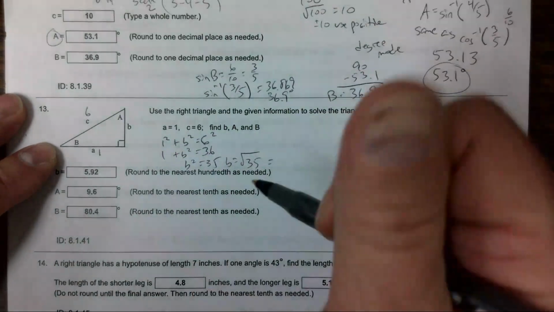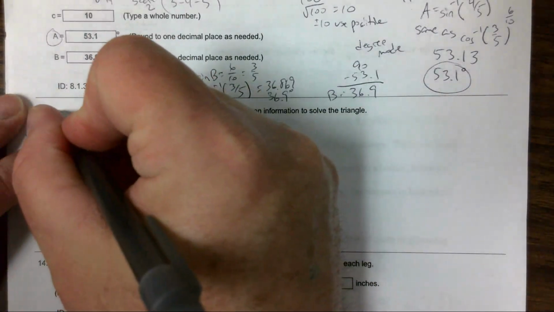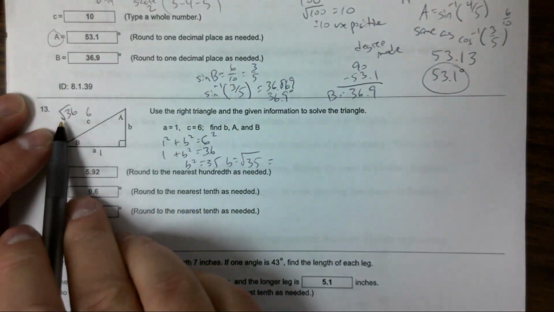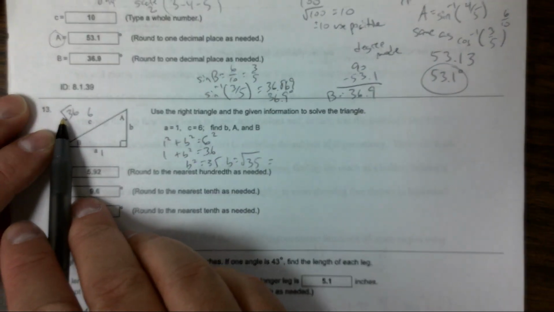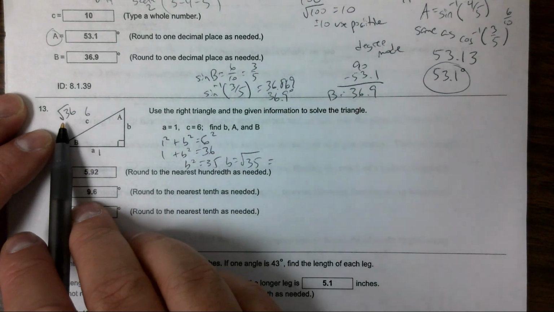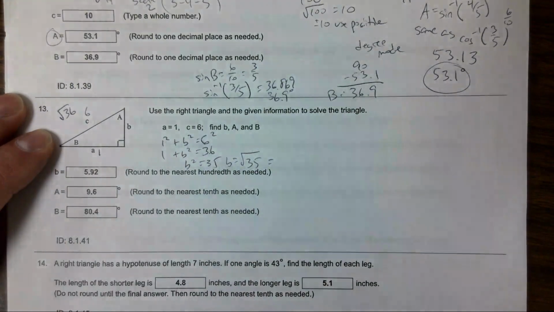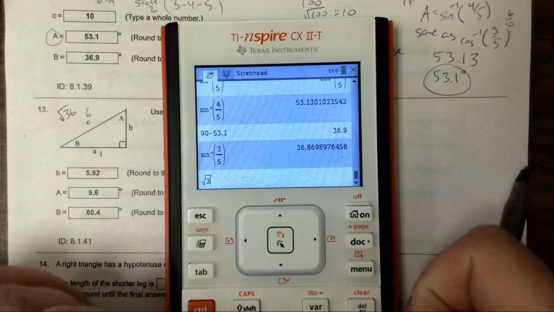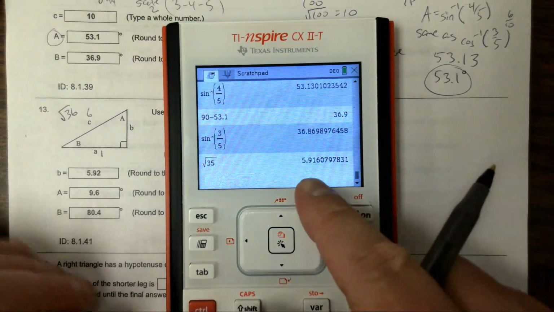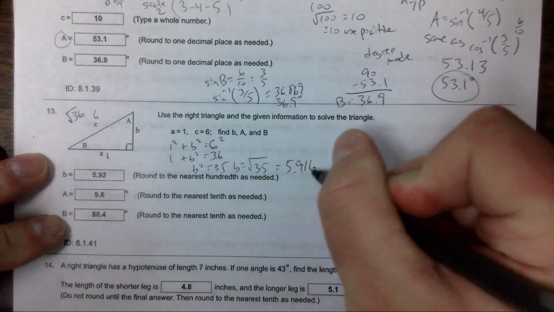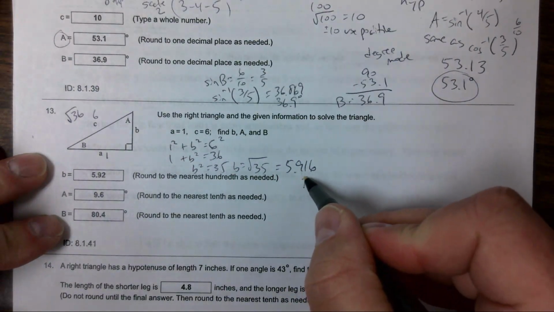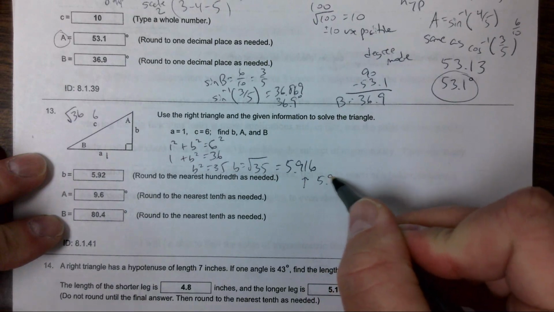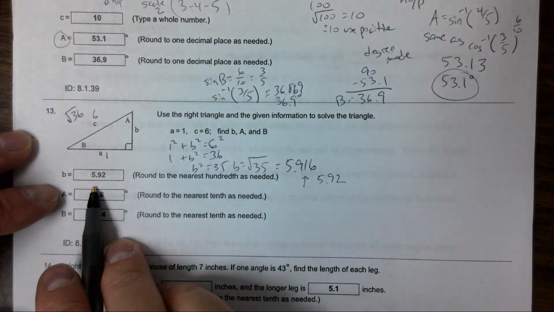You know that 6 is the same as the square root of 36, and so it had to be something smaller than that, whether it's square root of 35, square root of 34, 33, whatever. But in this case, it's the square root of 35. Now, when we do that as a decimal, square root of 35 is 5.916. And based on the 6, we have to round up, so we get 5.92. So that's your side length.